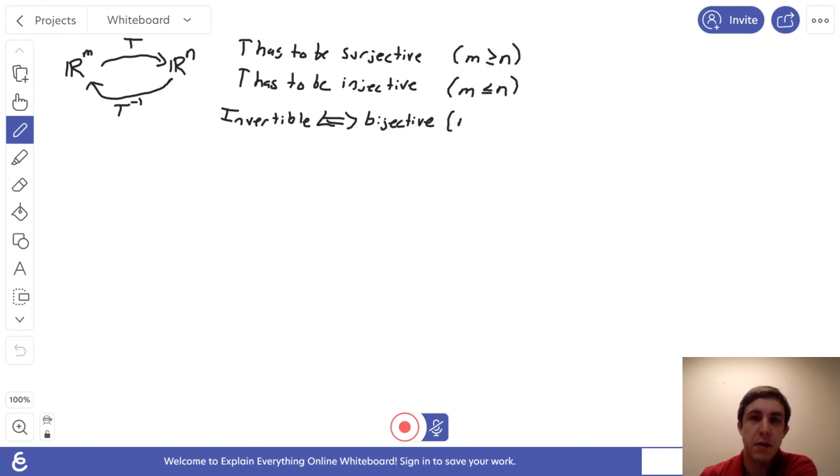So if we're bijective, M and N have to be the same. In terms of matrices, the only matrices that have any hope of being invertible are square matrices. So let's look at an example.